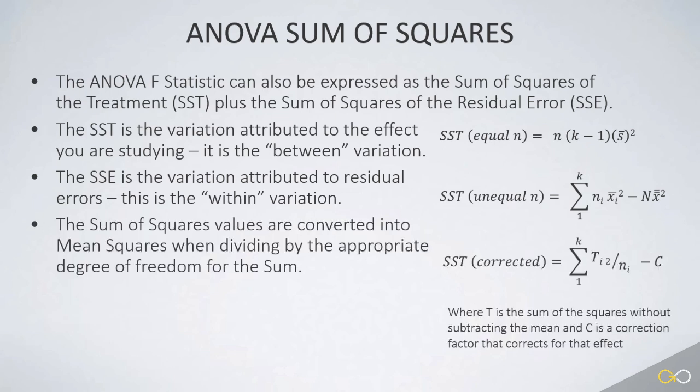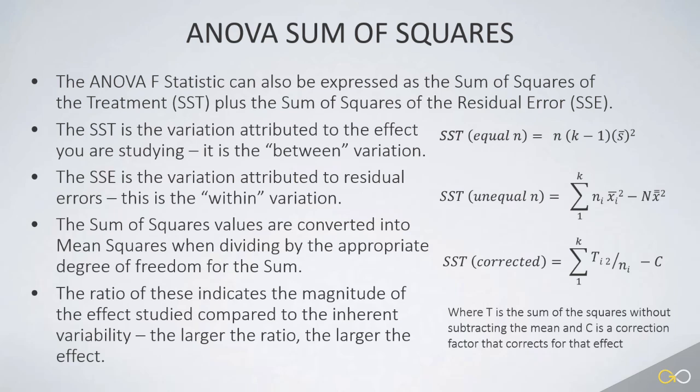We can then convert these sum of square values into mean square values when we divide by the appropriate number of degrees of freedom. This is tied to the number of samples that we are working with. The ratio indicates the magnitude of these effects compared with the inherent variability. The larger the magnitude, the larger the effect. If the magnitude of the ratio is small, it implies that whatever variation we see from sample to sample, well, that's just based upon chance, because all the variation is still within the predicted interval for variation.